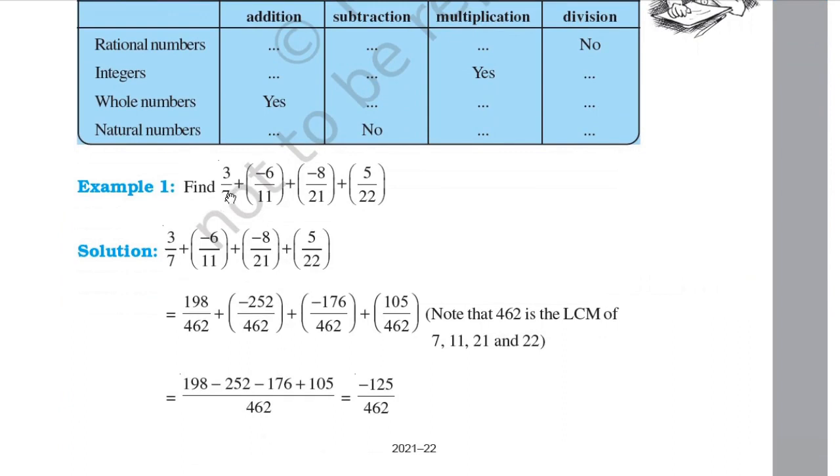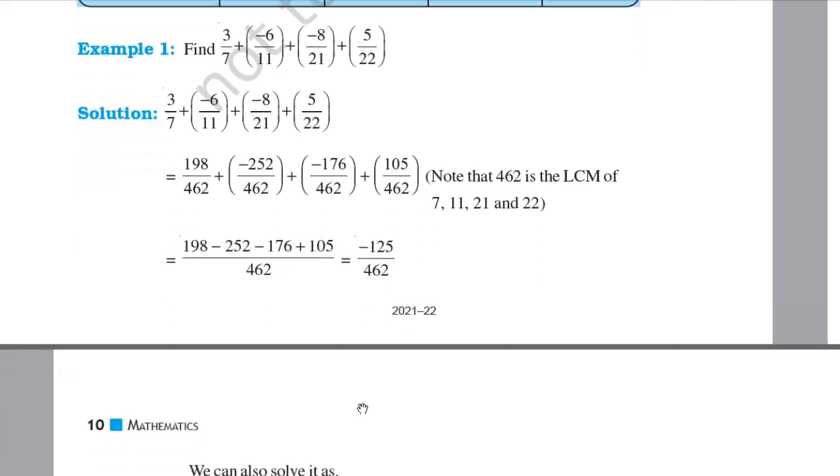Find 3 upon 7 plus minus 6 upon 11 plus minus 8 upon 21 plus 5 upon 22. When we solve this, you can see here they are doing it. So 198 upon 462 plus minus 252 upon 462 plus minus 176 upon 462 plus 105 upon 462. Note that 462 is the LCM of these 4 terms. Now the denominator becomes common, and we will subtract and add the above things. So it will become minus 125 upon 462.